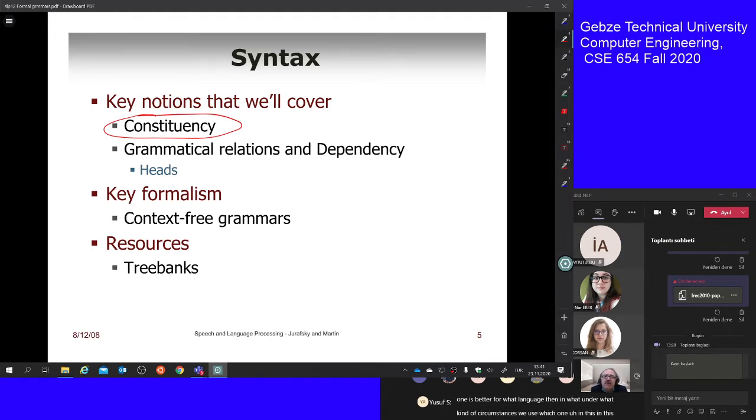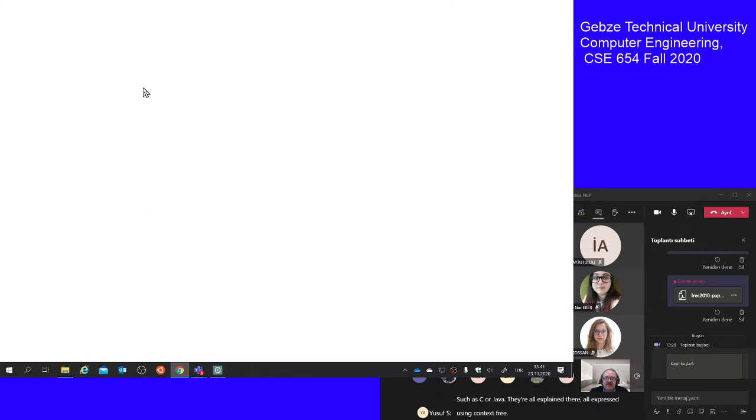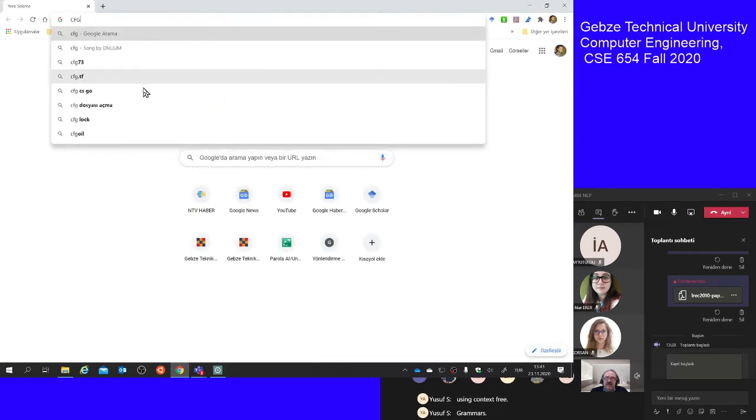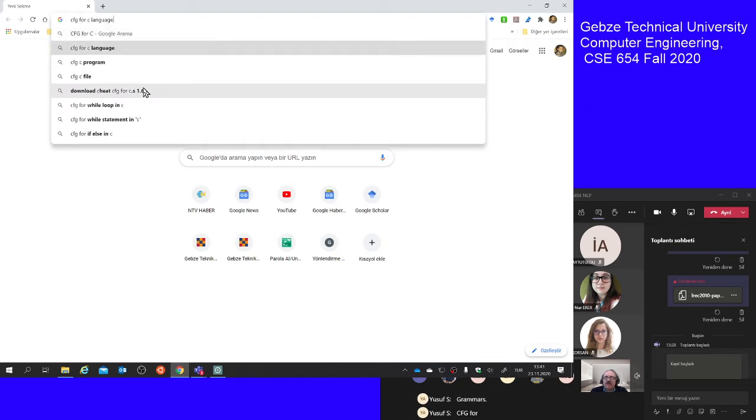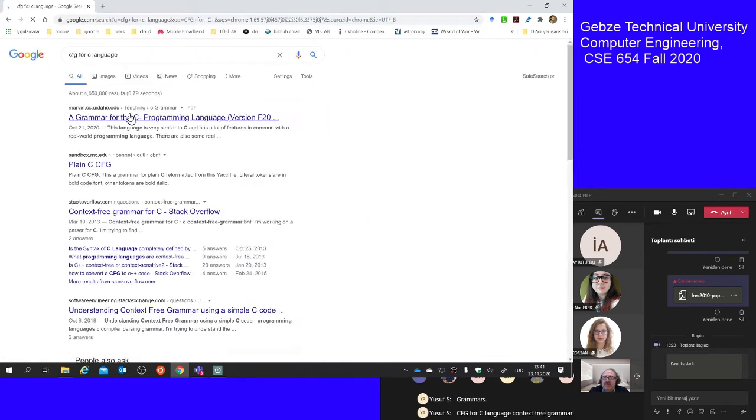Okay, so to do this constituency analysis, we are going to use context-free grammars. And I think you have seen context-free grammars in the programming languages course, because our regular programming languages, such as C or Java, are all expressed using context-free grammars. CFG for the C language, context-free grammar for the C language.